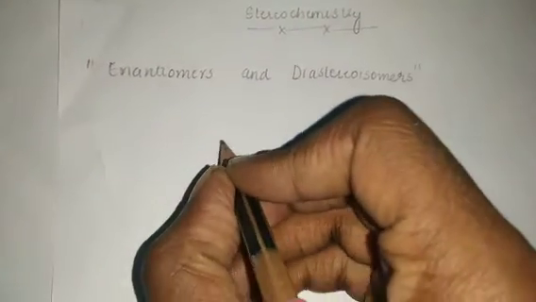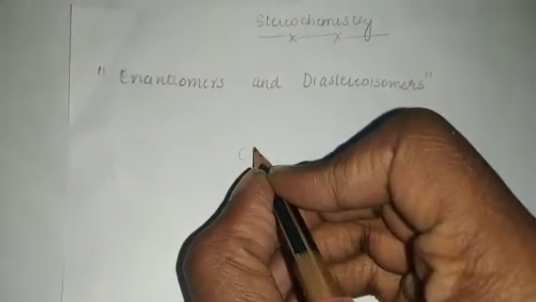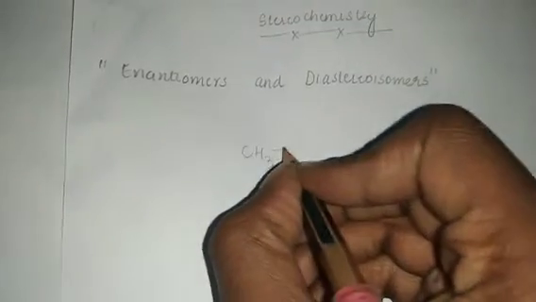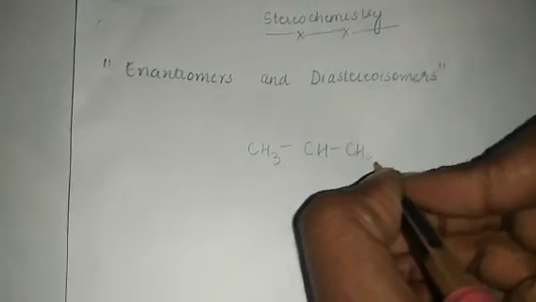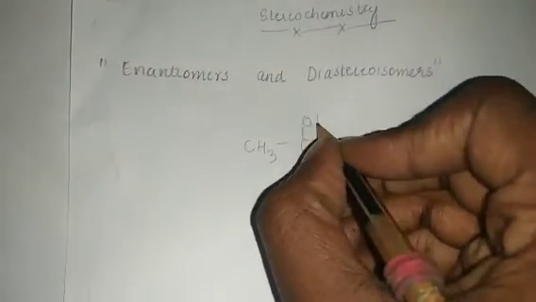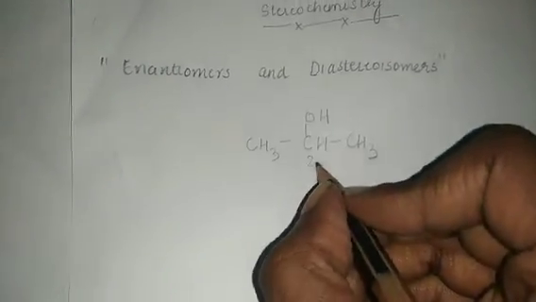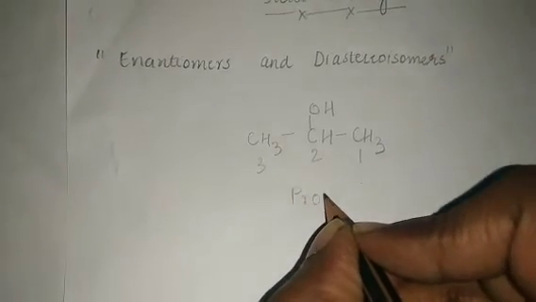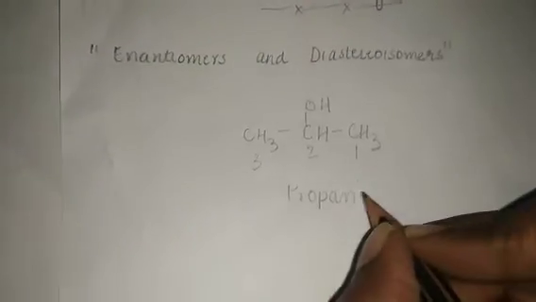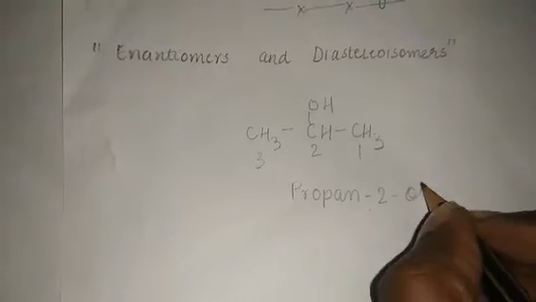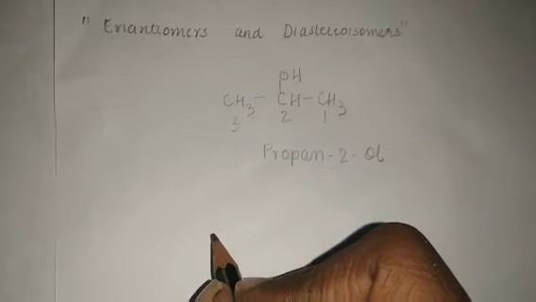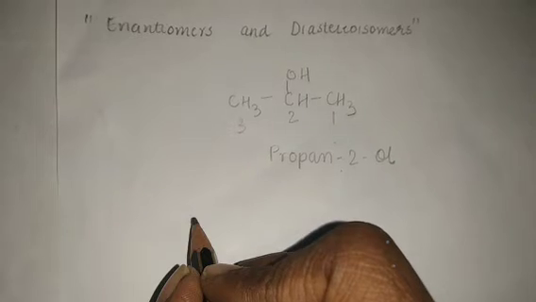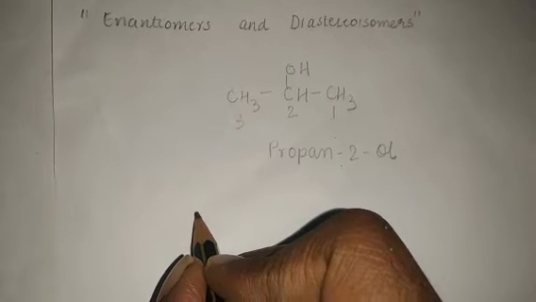Let us take an example of propan-2-ol. CH3, CH, CH3, and the OH group is present at the second position, 1, 2, 3. So it is known as propan-2-ol. If we draw the Fischer projection of this molecule, let us see.